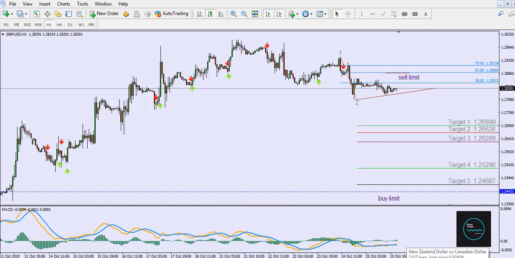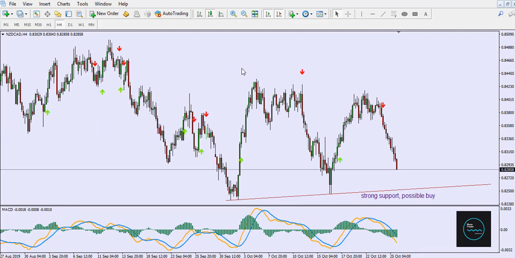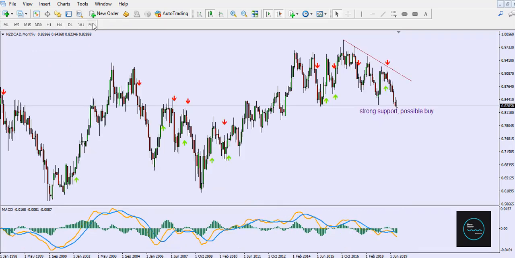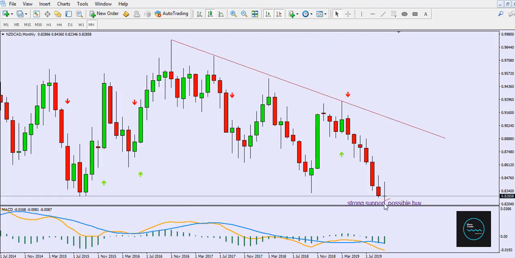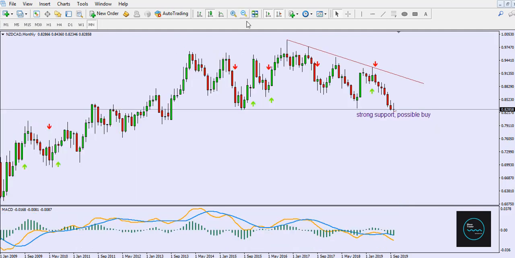So let's go to the New Zealand card. So now the New Zealand card, by going to the monthly, you can see that the trend looks extremely bearish. Okay, but we have what looks like a spinning top. Okay, but based on what the other pairs are doing, you can see that we have an area of strong support and resistance here, and with the spinning top, there's a possibility that this move is going to push back up.